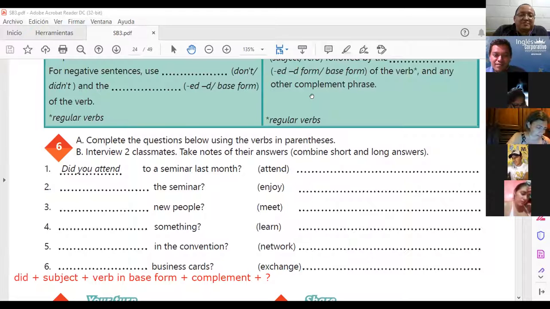Yo las hice, pero no sé si eso es así. Really? Okay. Did you follow up the structure in there? ¿Seguimos la estructura que tenemos ahí? Ahí abajito está. Mientras sus compañeros terminan, let's check it. Did plus subject plus main verb in base form plus complement. El complemento ustedes ya lo tienen, y el verbo igual. For example, la segunda: Did you enjoy the seminar? Ok, that's the one. Good. Let's wait for your classmates to finish. Thank you, Stephanie.